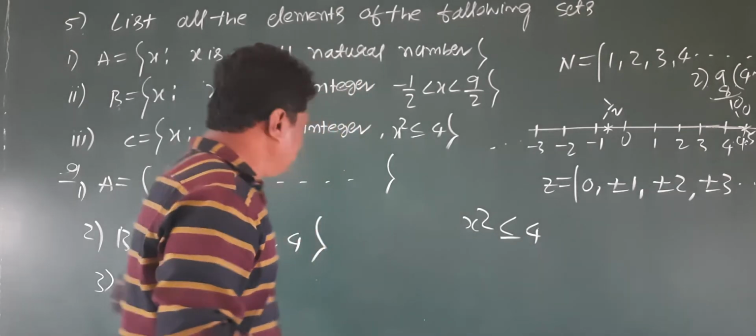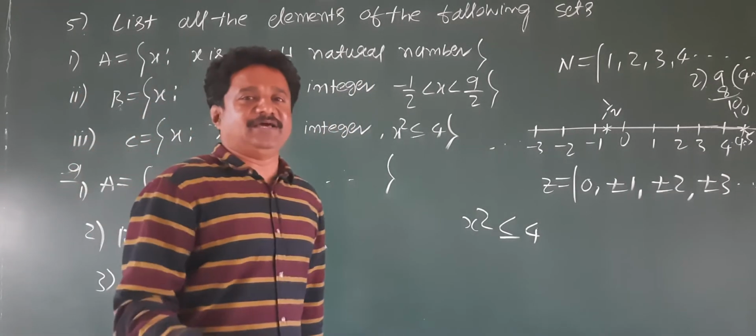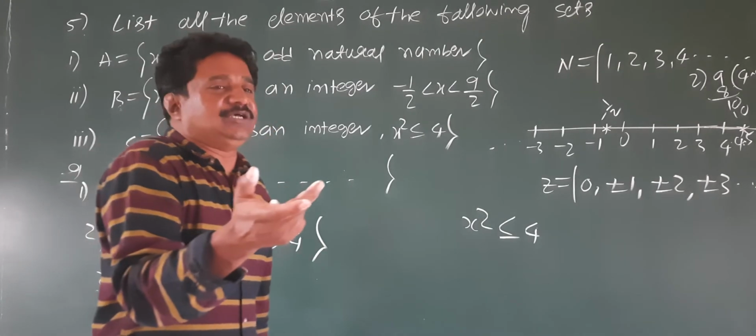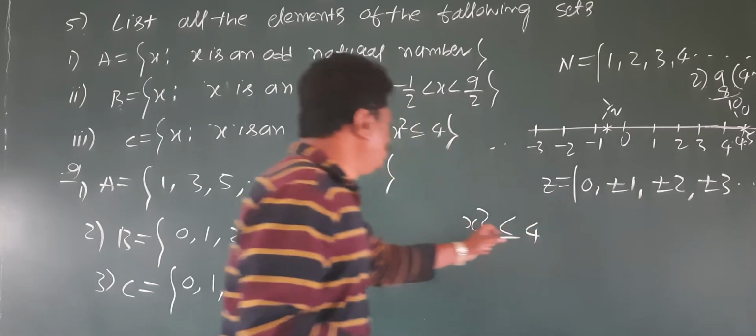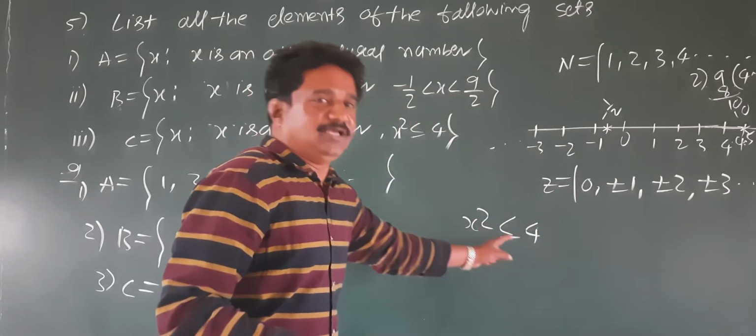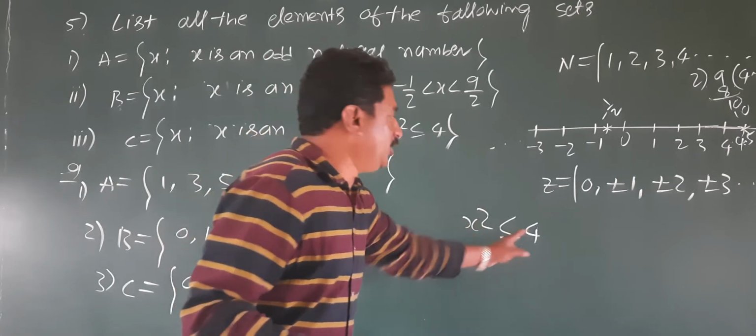Again less than 4. So can I collect that? Minus 1. Order doesn't matter. You can collect elements of the set in any order. Next, plus 2. So 2 square equal to 4. So how much is 2 square? It is 4. 4 equals 4.